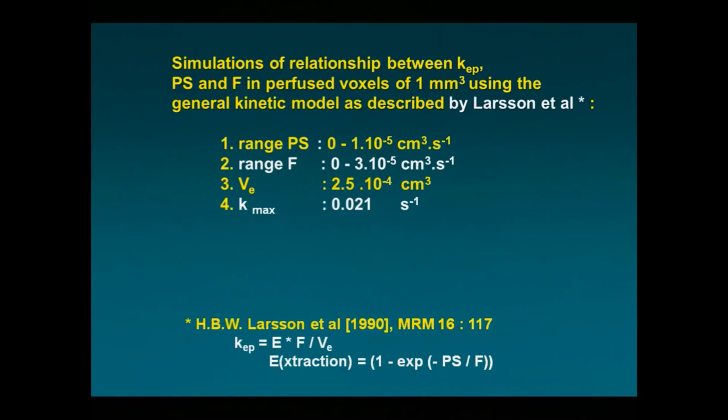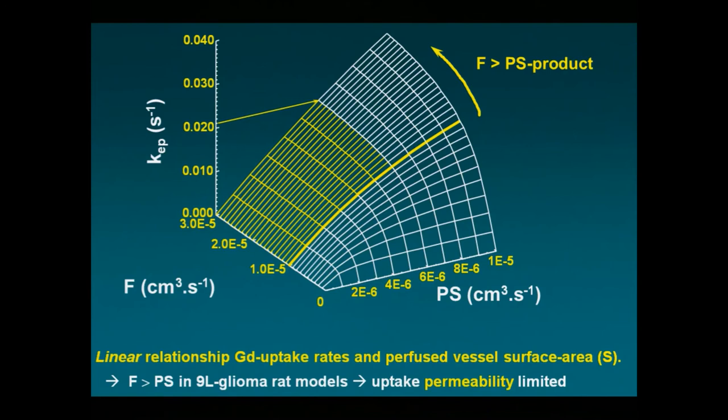So this is another evaluation of the data and a simulation of the relationship between the uptake rate constant, the permeability, surface area, and the flow, taking a number of realistic value ranges into account. And so this is plotted up here in a three-dimensional plot. So you see here the flow, the permeability surface area, and here the uptake rate constant.